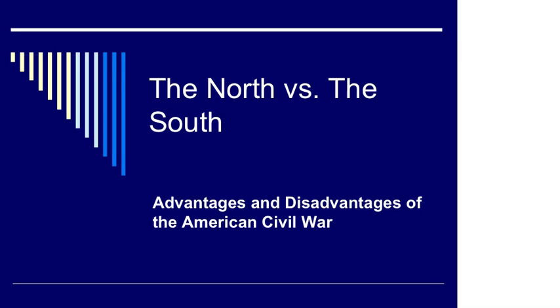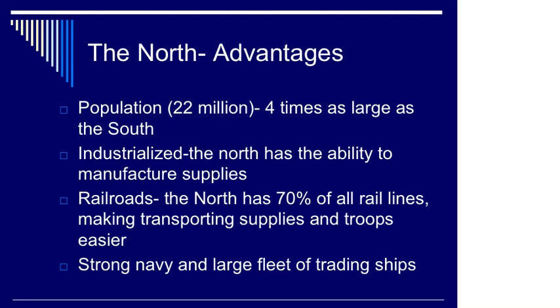Alright, today we're going to be looking at advantages and disadvantages for the North and South during the American Civil War. And we're going to start off with the advantages for the North. Their biggest advantage, or one of the biggest, is simply their population size. It's nearly 4 times as large as the free population in the South.